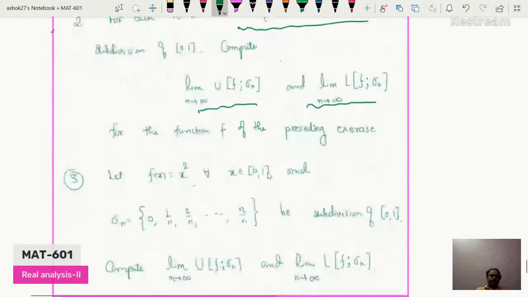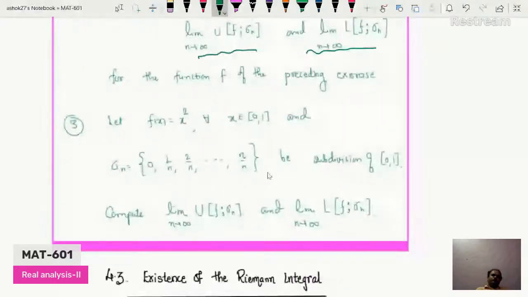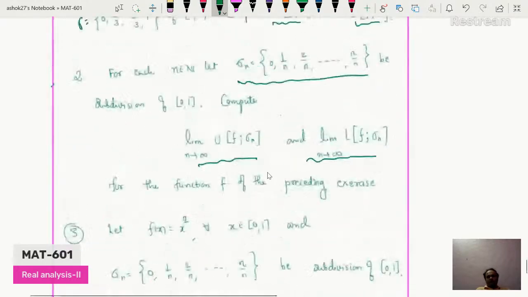Last, let f(x) = x squared for all x in the closed interval [0,1], and sigma_n is the same partition defined in example 2, that is 0, 1/n, 2/n, up to n/n. Again you have to compute the upper sum, and the limit of the upper sum and limit of the lower sum as n tends to infinity. Before that, you have to find the upper sum and lower sum with respect to sigma_n, and then you can take the limit. So do these three examples as homework.